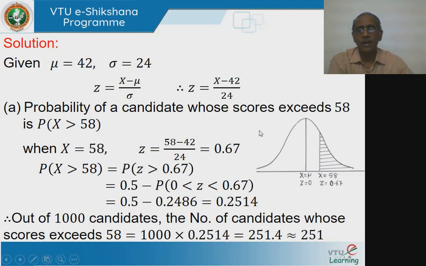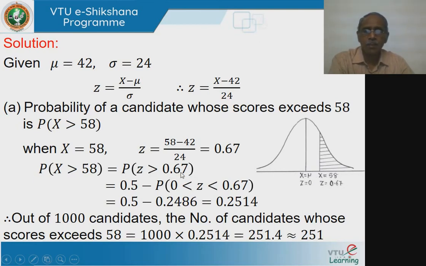First, let us find the probability of a candidate whose score exceeds 58. That means we have to find the probability of x greater than 58. Let us calculate the value of z. When x is equal to 58, z is equal to (58 minus 42) divided by 24. This will give you the value 0.67. So the probability of x greater than 58 is the probability of z greater than 0.67.